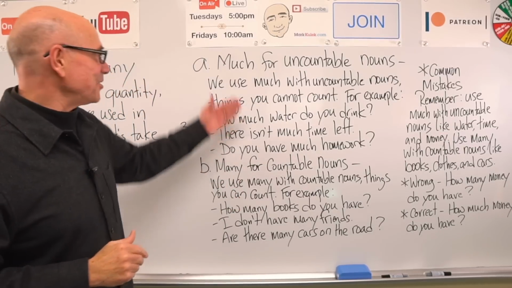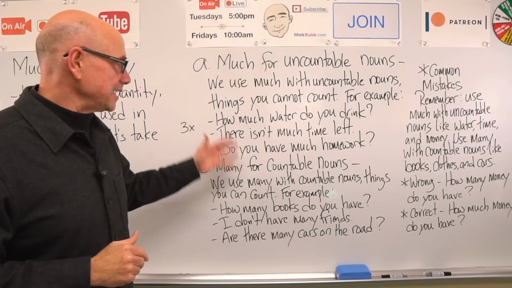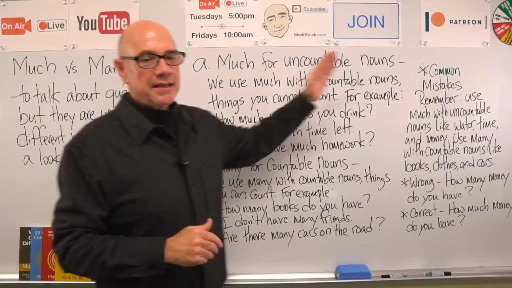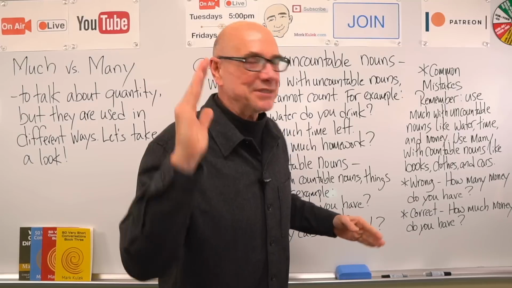Okay, good. So we have much for uncountable and many for countable nouns. We have 3 examples and 3 examples. Now, for common mistakes, don't do these mistakes.